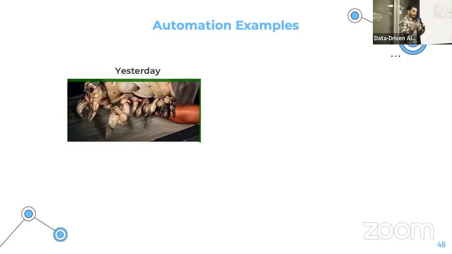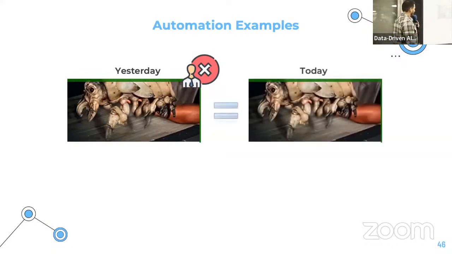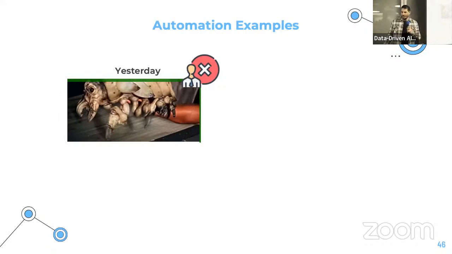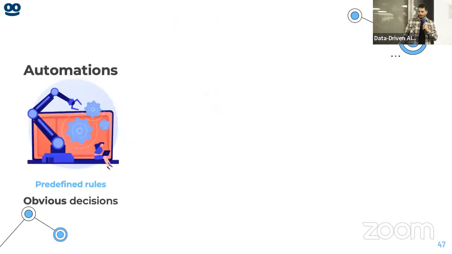So let's say Philip came along yesterday and got rejected by a human reviewer. The same image is going to come back again today. And then we can use automation to compare the two images. It's very simple, and to reject it as well. Very clear cut.